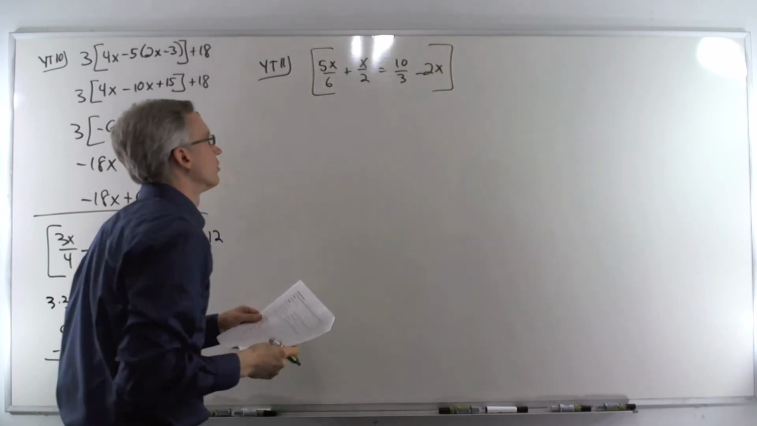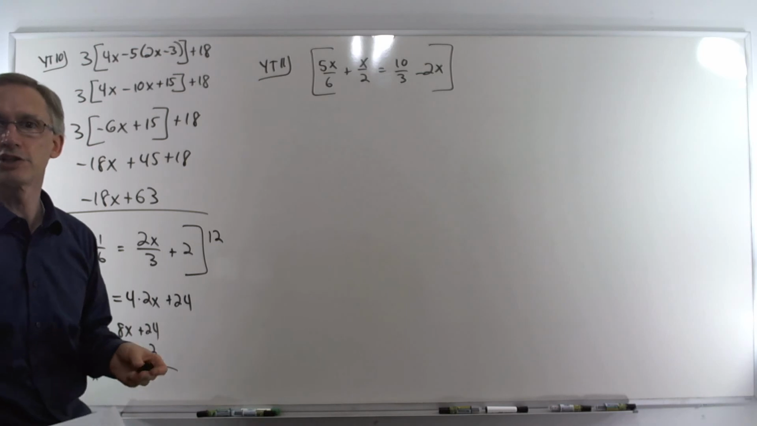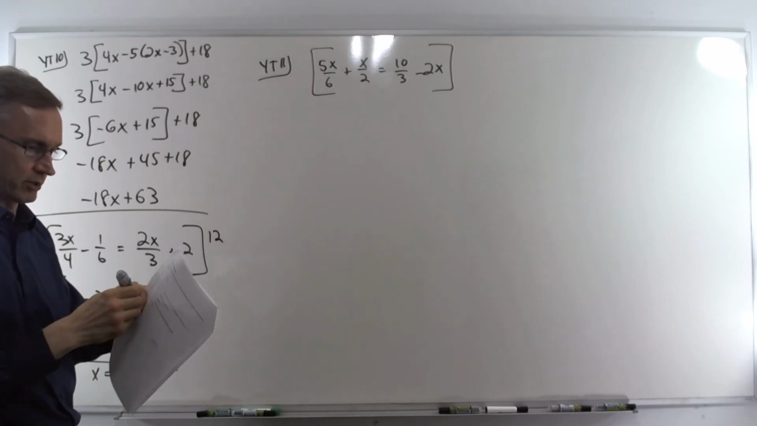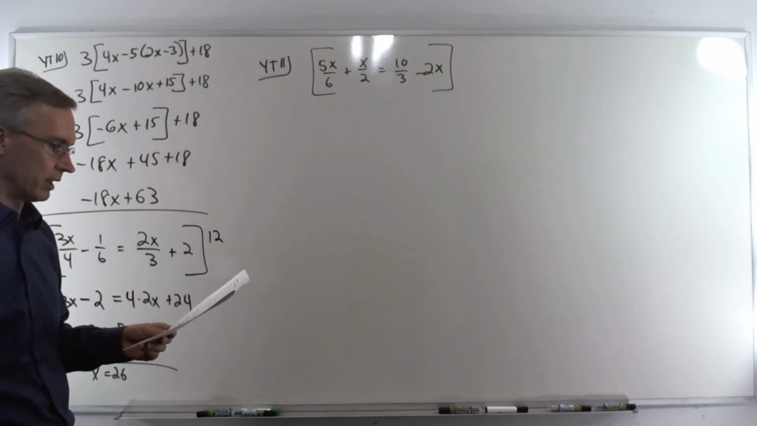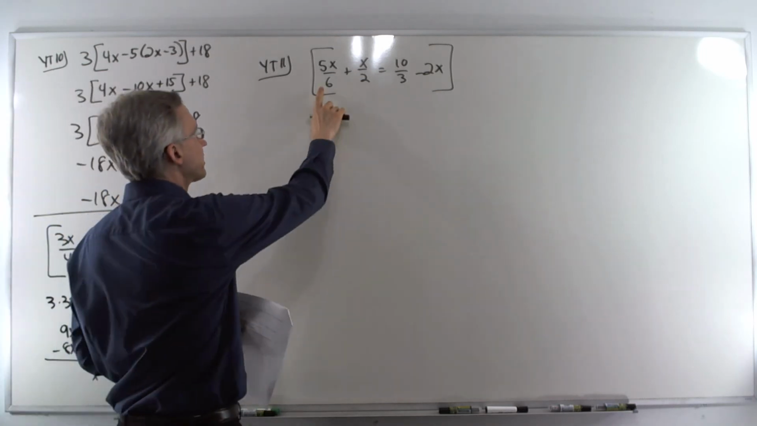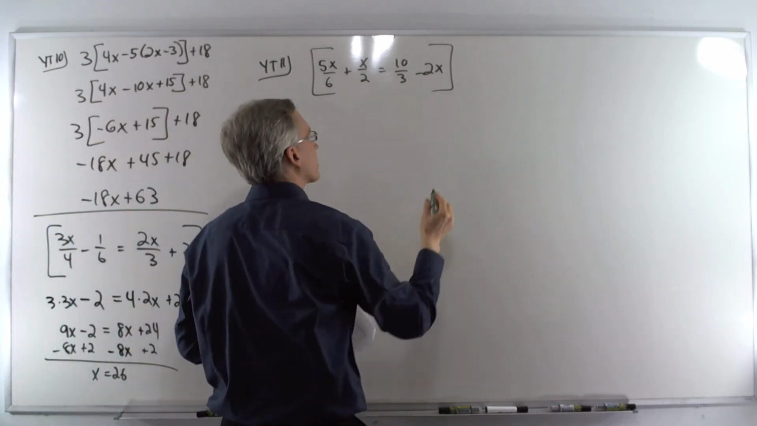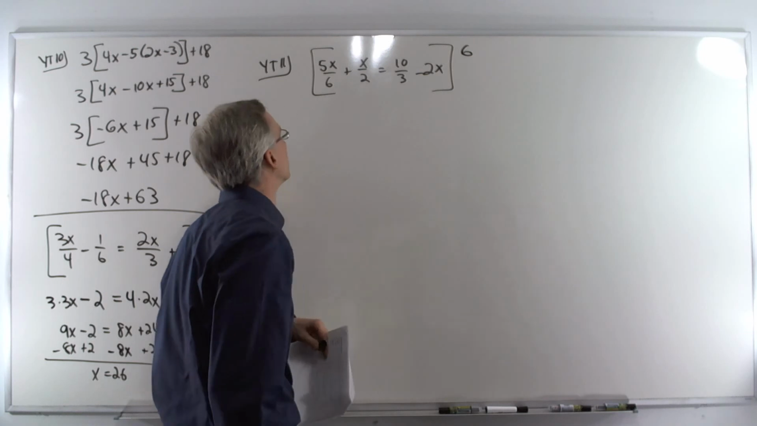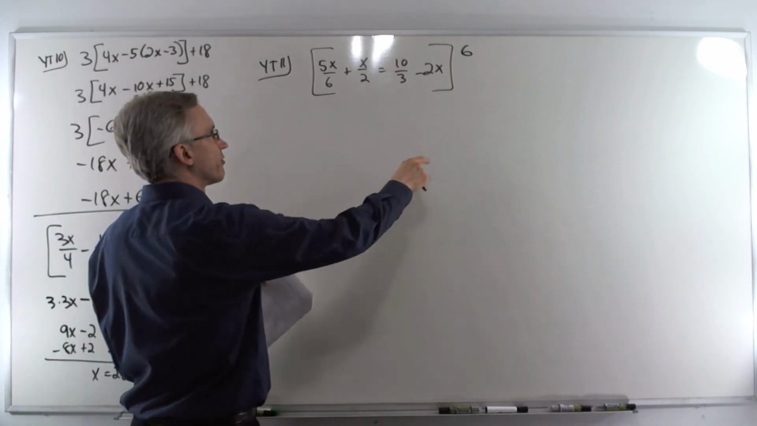All right, make sure when you do this, put parentheses around the entire equation to indicate you are multiplying by the whole equation. The least common multiple of 6, 2, and 3 is 6. So we're going to multiply this equation by 6. All right, we've got 4 terms, so we're going to multiply 4 times.